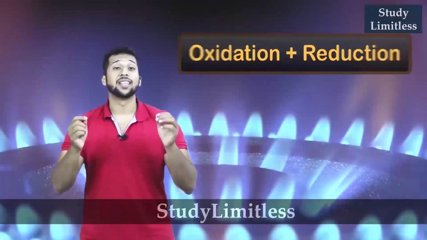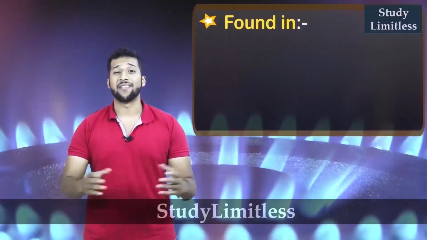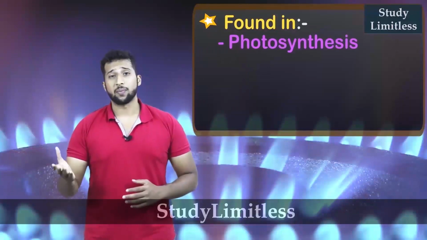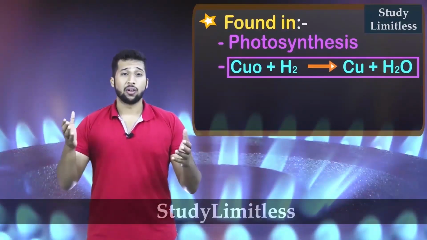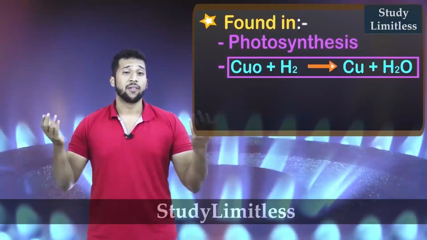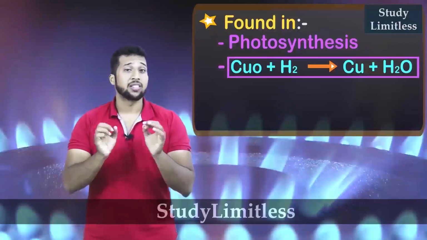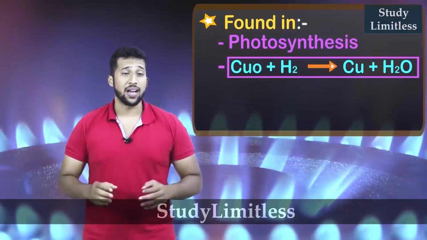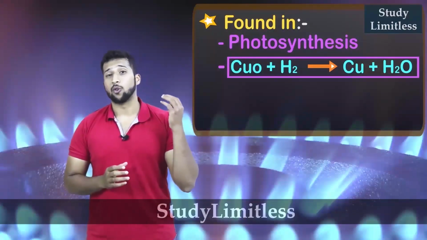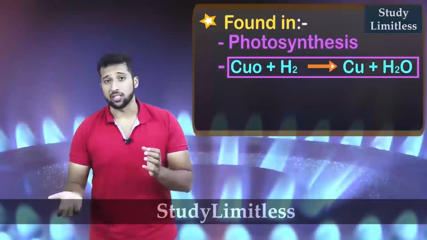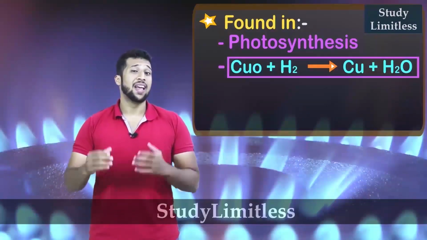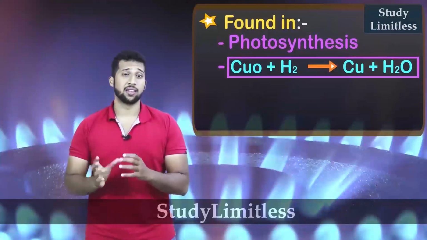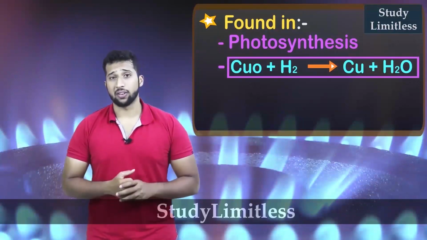Now, there is another reaction which involves both oxidation and reduction simultaneously. This reaction is called as redox reaction. The redox reaction is something that you can find everywhere. The photosynthesis of plants is redox reaction. The copper oxide, which forms copper again when you pass hydrogen over it, is also a redox reaction, as you have copper which has lost oxygen and hence reduced, and hydrogen which has gained oxygen and hence oxidized. This is a redox reaction.